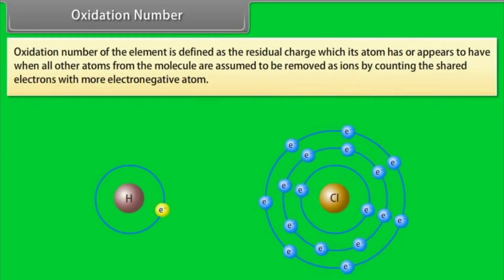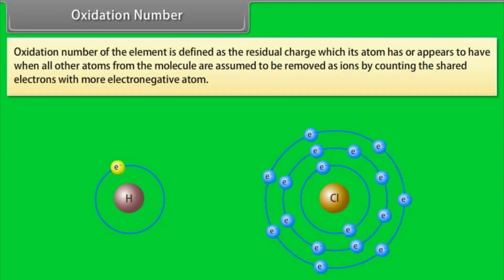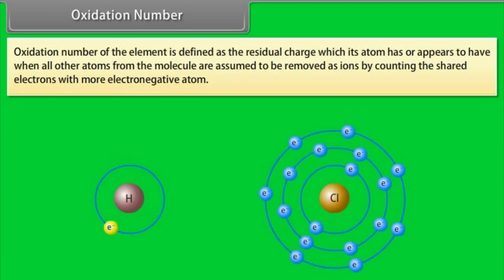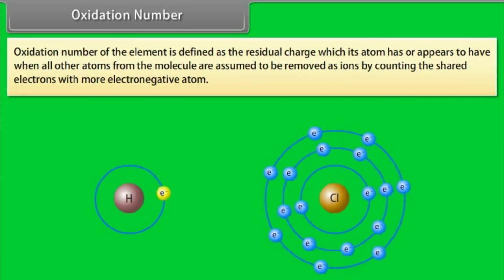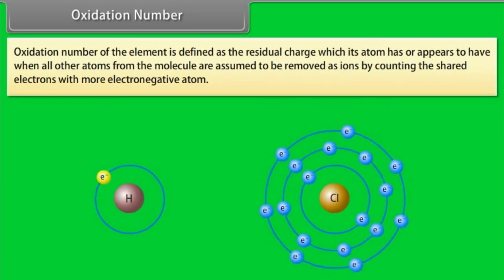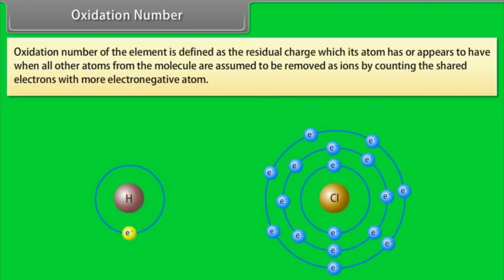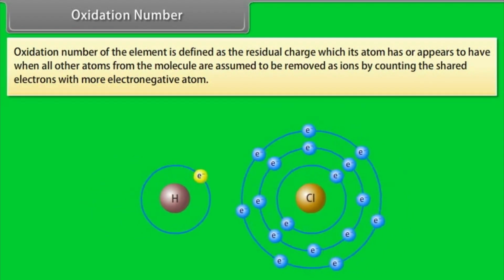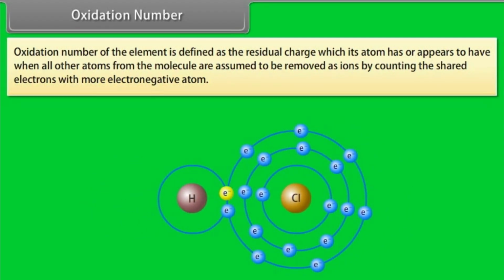Oxidation number. The oxidation number of an element is defined as the residual charge which its atom has or appears to have when all other atoms from the molecule are assumed to be removed as ions by counting the shared electrons with more electronegative atoms. Consider an example of hydrogen chloride molecule.